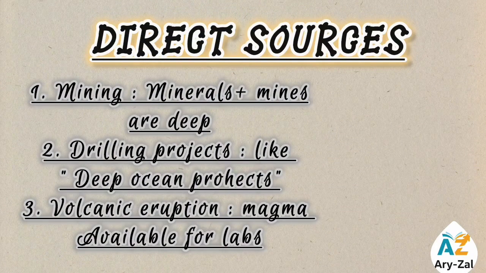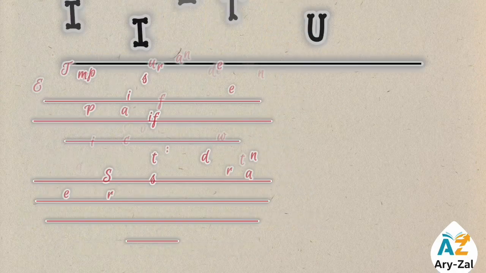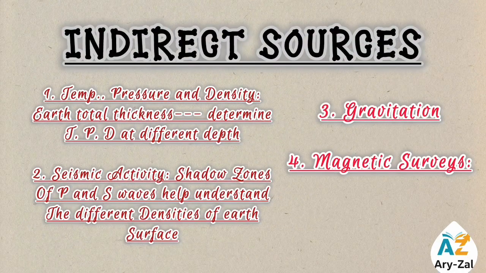The sources which directly help us are mining, minerals we extract from the depth, and volcanic eruptions, where the magma which erupted can be used for laboratory analysis. There are also deep drilling projects like the Deep Ocean Drilling Project and the Integrated Ocean Drilling Project. There are also indirect sources.